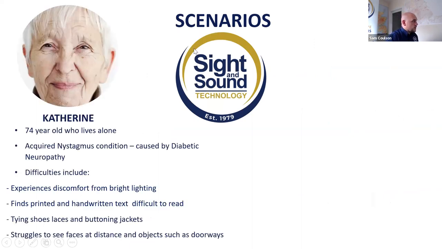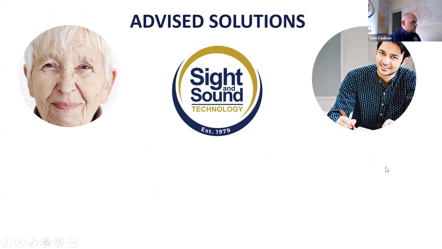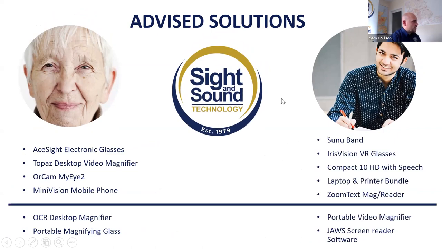This just gives you an idea of the scenarios that we've looked at today. Two contrasting scenarios and their difficulties that are specific to nystagmus and albinism. Coordination and light sensitivity being sort of the common theme there. And then we've looked at all of these solutions in one hour. Above there, we've got the suggested, and below, they're not so useful. This just gives you a glimpse of how much technology is out there and is available for the blind and visually impaired, and for those with nystagmus.